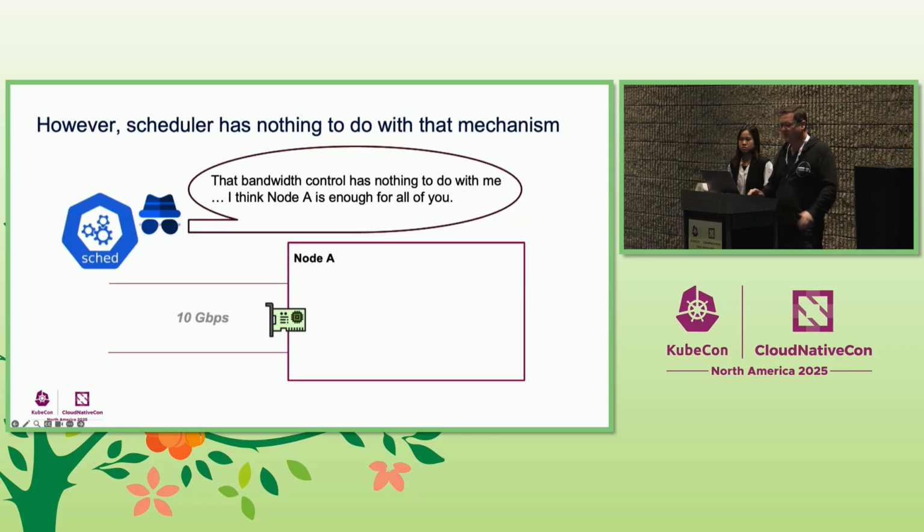Now the problem with this is that the scheduler has zero visibility into those annotations. So what can happen is that if you've got a 10 gigabit NIC and your different services in combination may exceed that 10 gigabits, the scheduler will simply schedule them there anyway. And so you end up running out of bandwidth and your users have a poor experience.